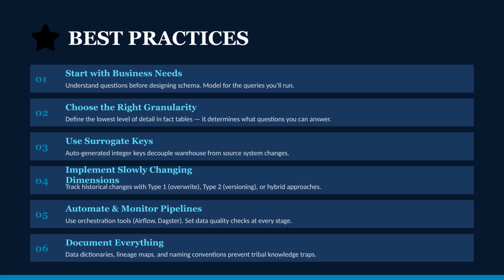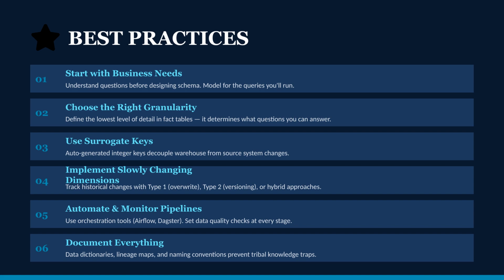6 best practices. 1. Start with business needs. Understand the questions before designing the schema. 2. Choose the right granularity. The lowest level of detail in fact tables determines what you can answer. 3. Use surrogate keys. Auto-generated integers decouple your warehouse from source system changes. 4. Implement slowly changing dimensions. Track history with type 1 or type 2.